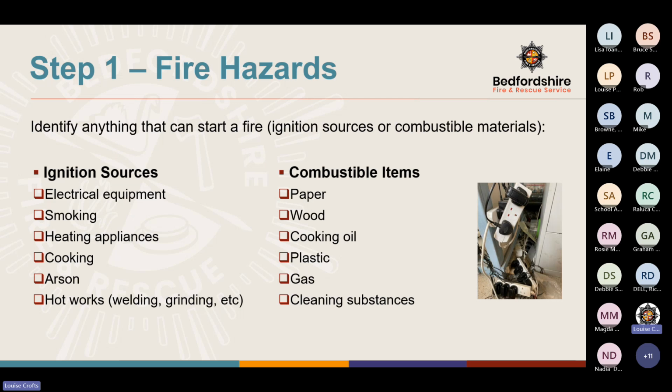And then we've got combustible items, so obvious things like paper, wood, cooking oil, plastic, gas, some cleaning substances that are highly flammable. So it's about trying to control those things and keep ignition sources away from combustible items. It's thinking about, have you found anything that could start a fire? Is there anything that could actually burn if it was to meet with a spark? It's thinking about all of those things, which follow the template. It will prompt you. These are things that perhaps you just haven't thought about.